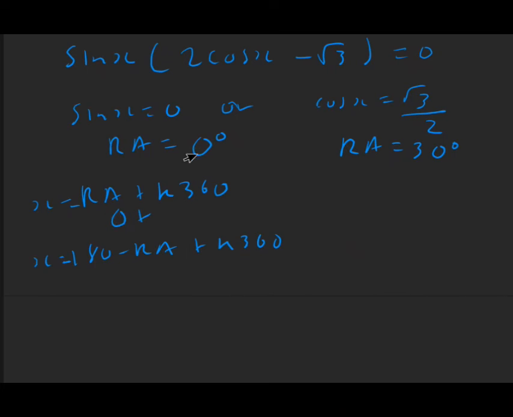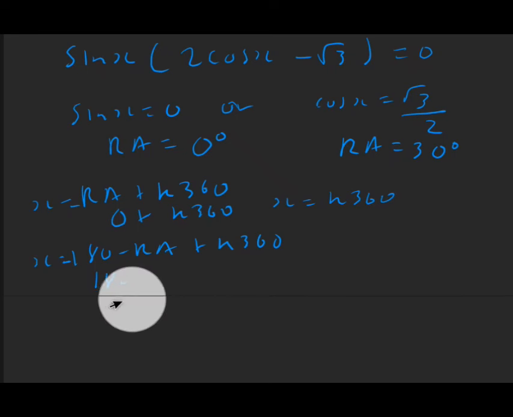Our reference angle is 0. So 0 plus k360. You do not leave your answer like this. 0 plus k360 is just k360, and if you check in the memorandum, you'll see that it says x equals k360, literally. And then this particular portion is going to be 180 minus 0, plus k360. But 180 minus 0 is 180.